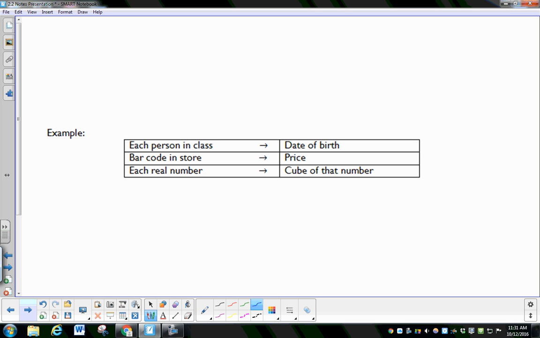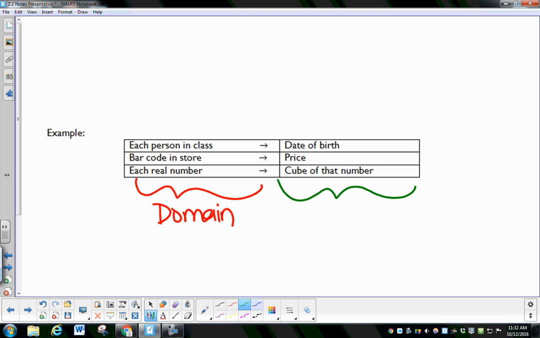So when it comes to domain and range, the domain is the input. These are some examples of functions that assign one set to another. Each person in a class can be assigned a date of birth. Each barcode in a store, like Target, corresponds to a price. And each real number has a cube, the power of 3. Those are all examples of functions. What you're putting in is your domain, your input. And the thing that comes out is your range, your output. Domain is input, range is output.